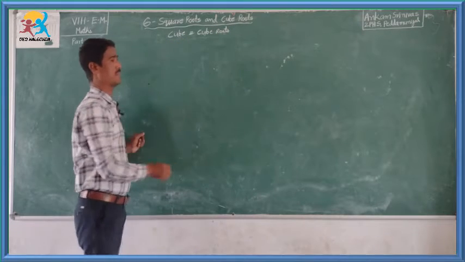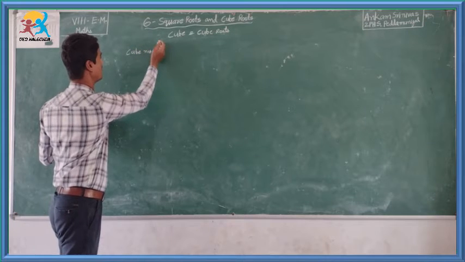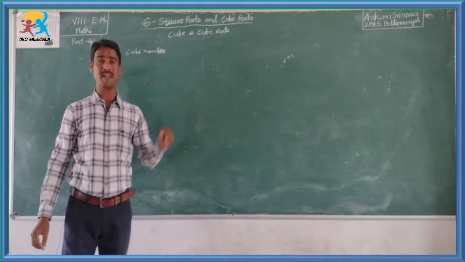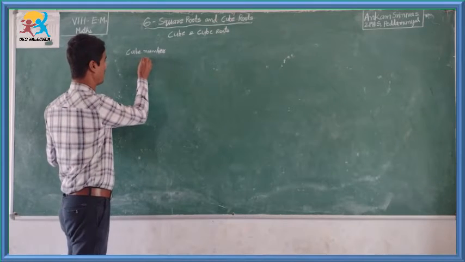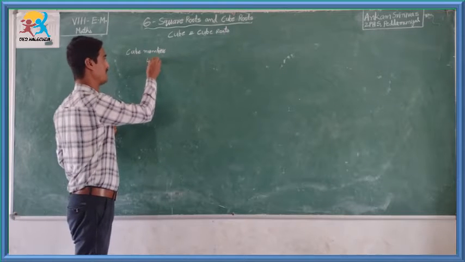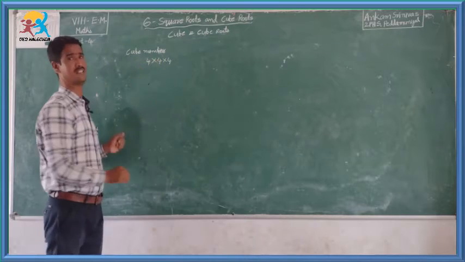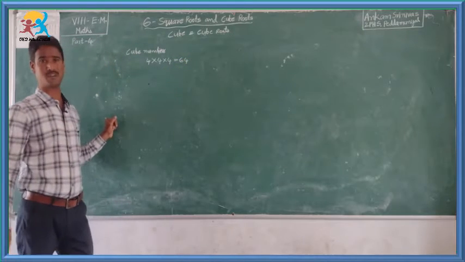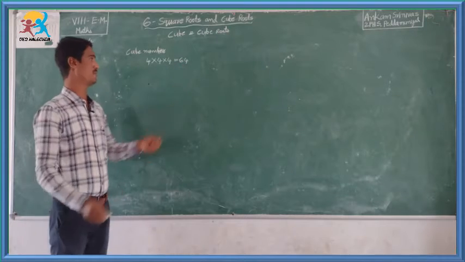What is a cube number? A cube number is a number multiplying itself 3 times. Suppose I take 4 multiplying by 4 three times, 4 into 4 into 4. 4 fours are 16, 16 fours are 64. So 64 is a cube number, and 64 is also known as a perfect cube.